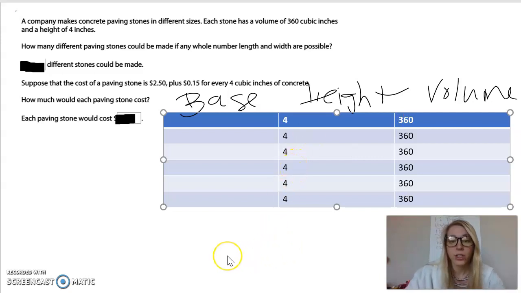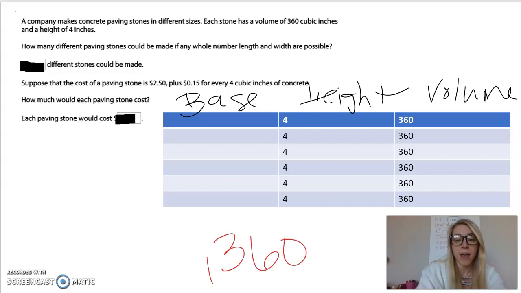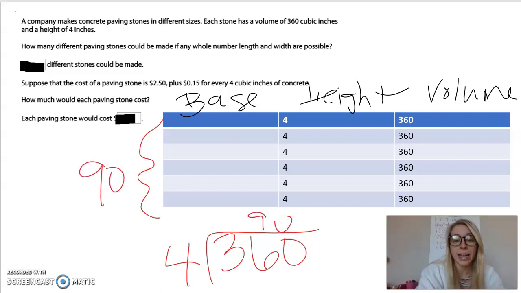So the next thing that I knew I had to do to find all of my different bases is I had to divide 360 by 4 to figure out the product that all of these are going to equal, and it's actually going to be 90. So now that I know that my product that all of these have to be, they all have to be multiplication, because fifth grade, you know that we have to multiply two numbers together to get our base.